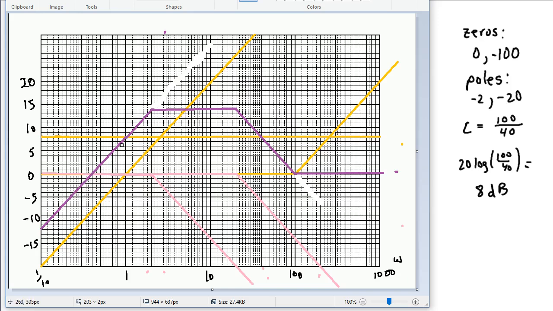So this is a quick and relatively easy way to come up with the Bode magnitude response. Refer to the textbook for a technique for doing the phase response. It's a little more complicated, and I'm not going to cover it in class.